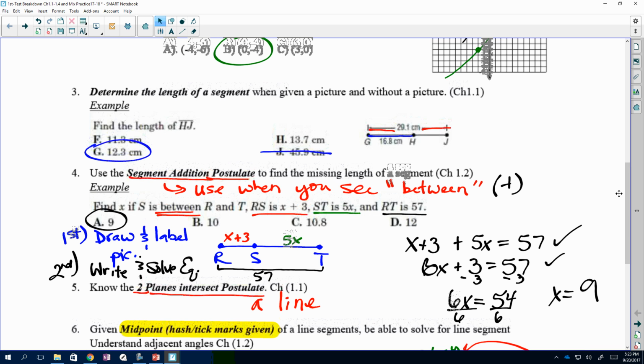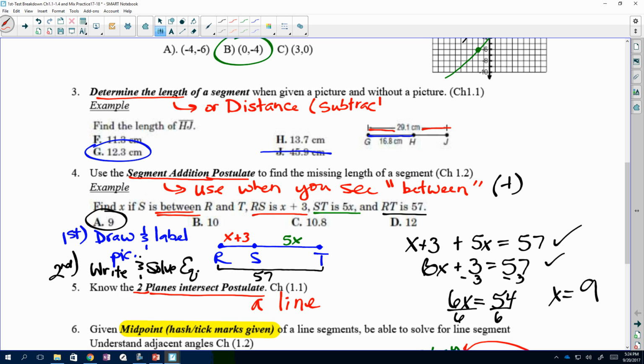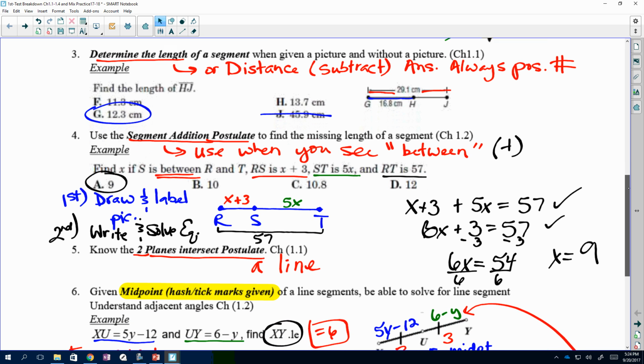Then we're going to look at lengths, okay? That keyword right here, determine the length. Whenever you're finding length or distance, remember you're going to have to subtract to find your answer. And remember, always give the positive number.